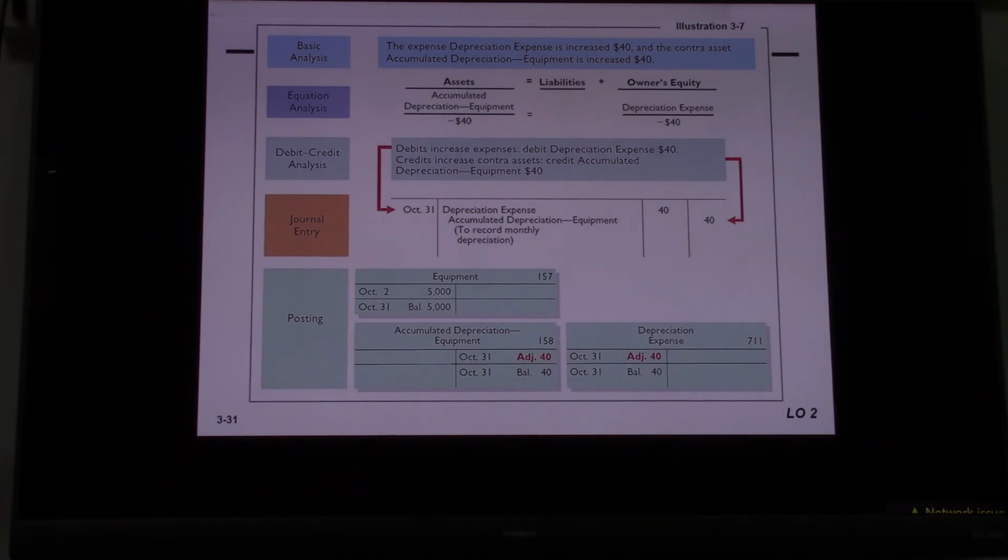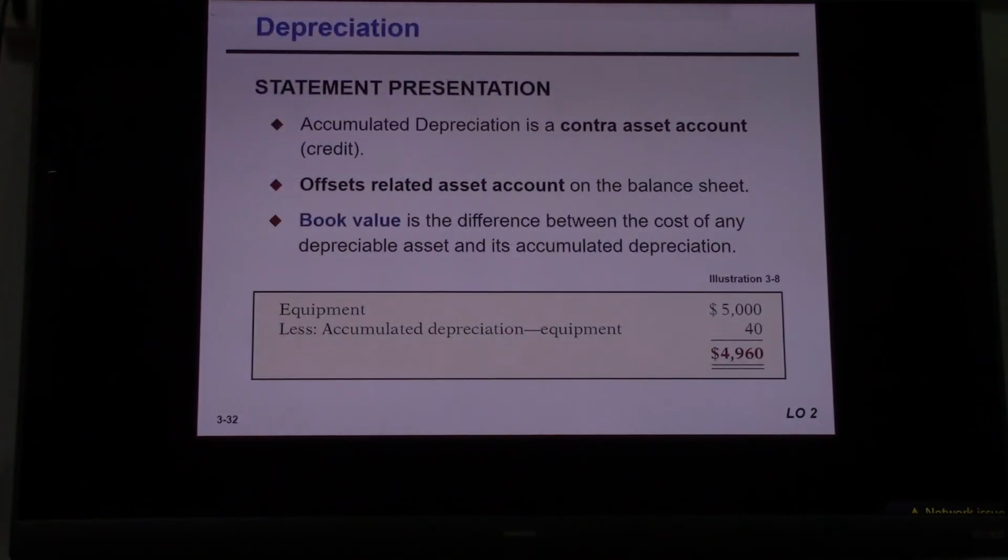As we stated in the prior slide, accumulated depreciation appears to be linked to the equipment account in the balance sheet, and it is deducted from equipment. This will provide us with the book value of the equipment, which is the difference between the original cost of the depreciable asset, here the original cost of the equipment, minus the accumulated depreciation for this asset. This will provide us with the book value of the asset.